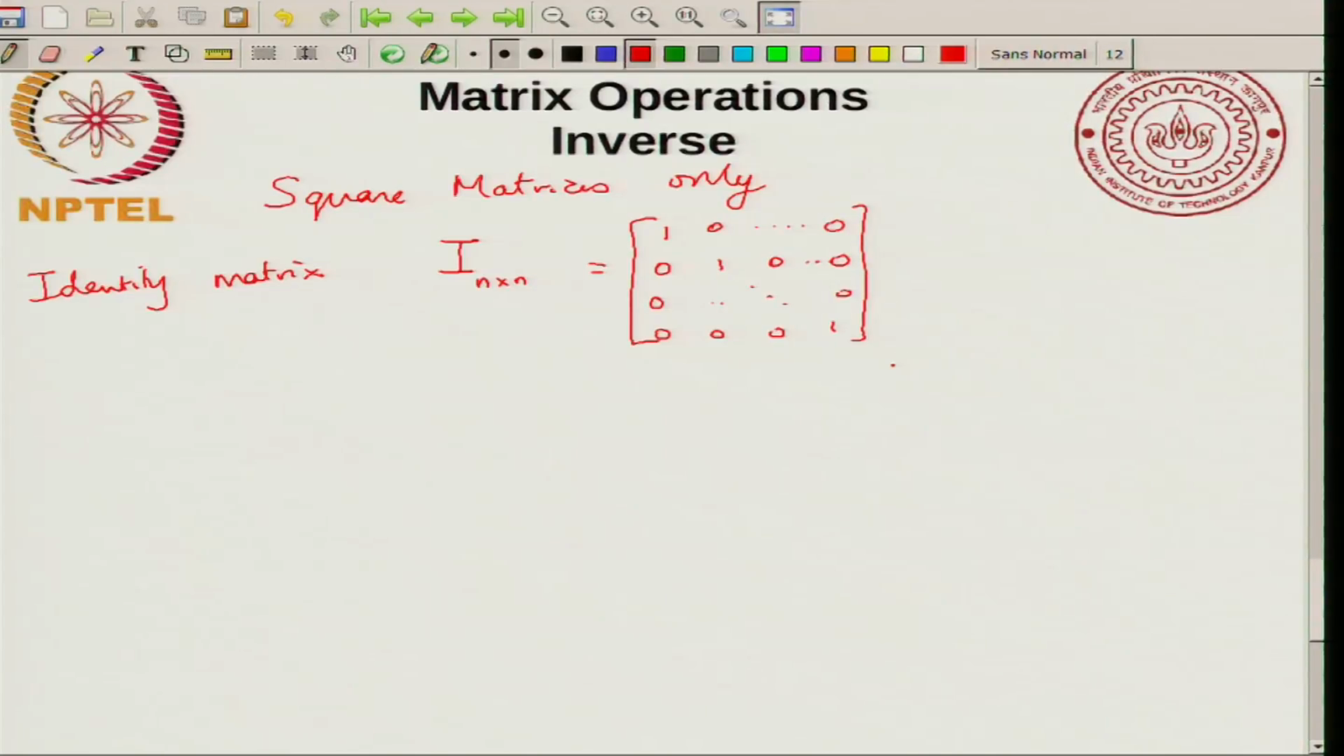And the identity matrix has the property that any matrix multiplied by the identity matrix gives you the same matrix A. Let us restrict to square matrices, so an n by n matrix times the n by n identity gives you A, n by n. So, an identity matrix is like the unit in multiplication, it is like 1. Any scalar multiplied by 1 gives you the same scalar, and any matrix multiplied by identity gives you the same matrix.